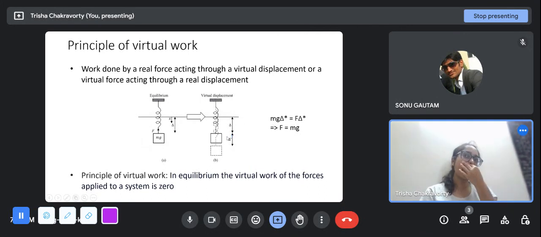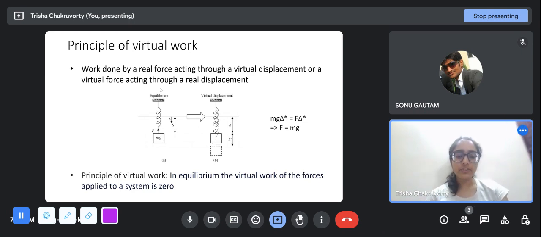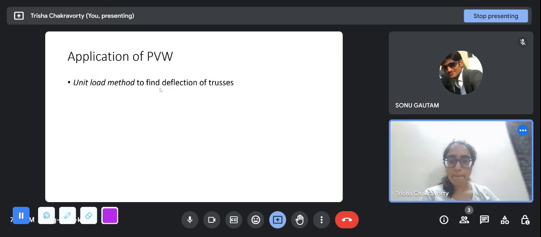It may look unnecessary, like why are we going into the virtual displacement when we could have just solved the equilibrium? But the principle of virtual work is a very important principle in structural analysis. It has many implications later on, like it makes a lot of calculations easier, where equilibrium would not be that easy to solve. This is the application of the principle of virtual work that we are going to look at now: the unit load method to find deflection of trusses.